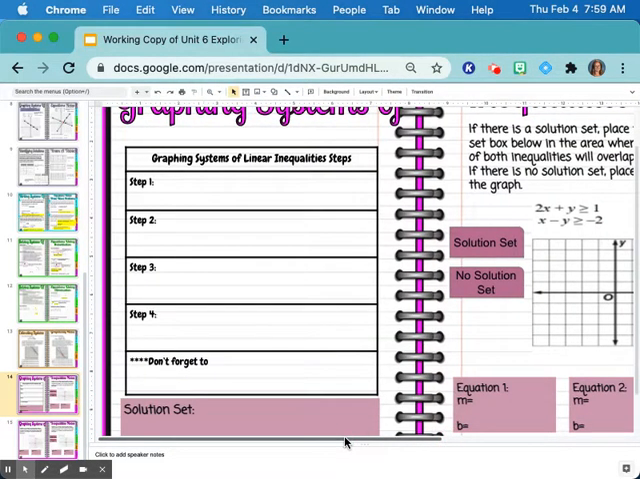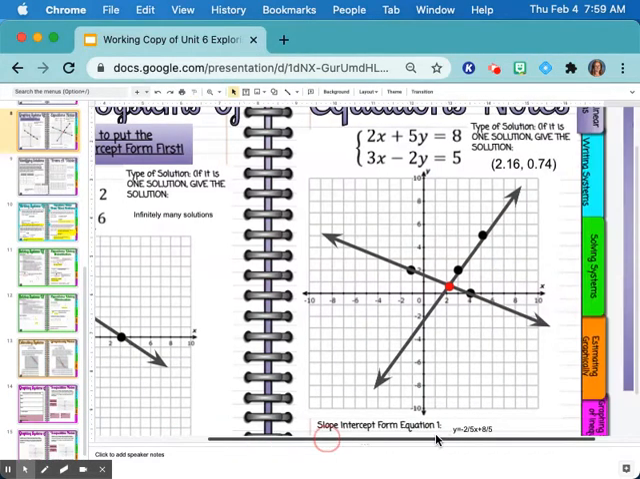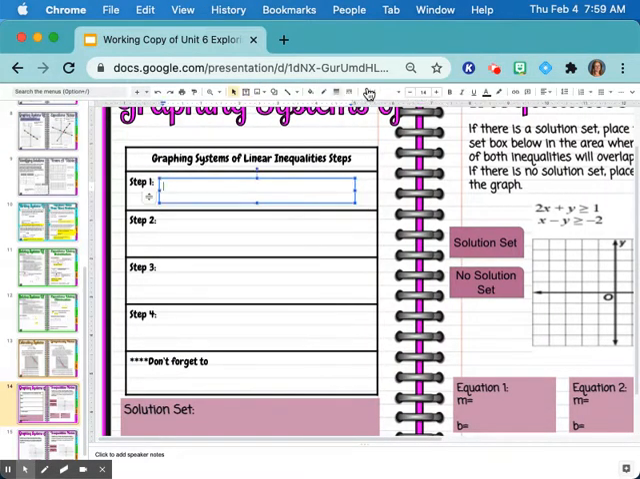So remember, with systems of equations, that meant we had two or more equations, right? That were graphed on the same plane. So a system of linear inequalities would be two or more inequalities graphed on the same plane. So let's go back over here. Do a little text box. I'm going to make mine about 24.